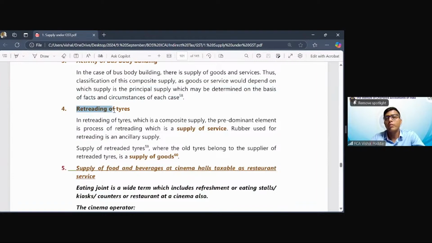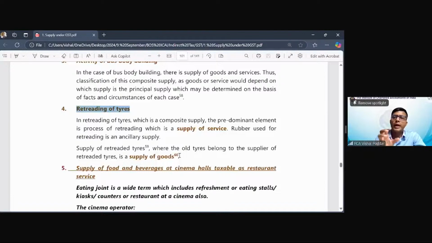Then retreading of tires. Retreading of tires is a composite supply. Here the predominant element is the process of retreading, which is service. Rubber used for retreading is ancillary supply. However, supply of retreaded tires where the old tires belong to the supplier of the retreaded tires is a supply of, see, it is simply retreading. Maybe everybody may not understand because you may not have got this done. So where your tire is requiring some type of a repair, you take it to the workshop and he does the repair to your tire. That is what is retreading of the tire.